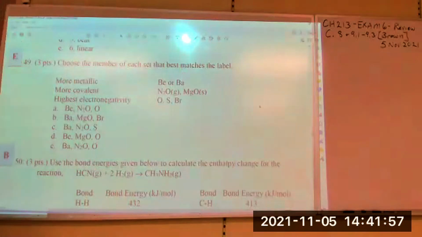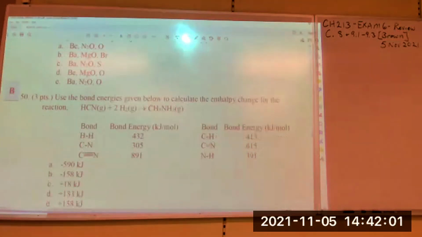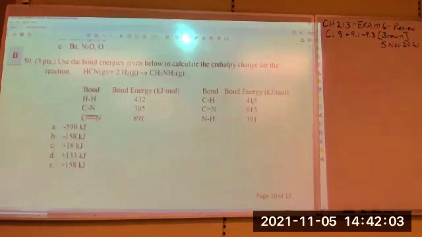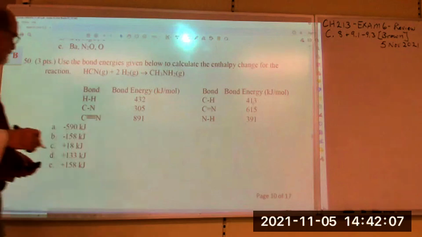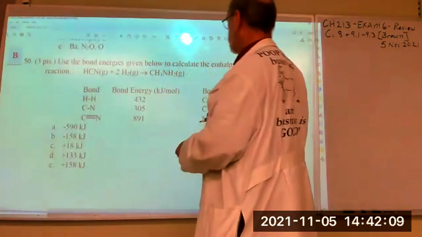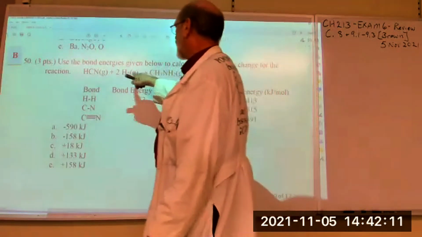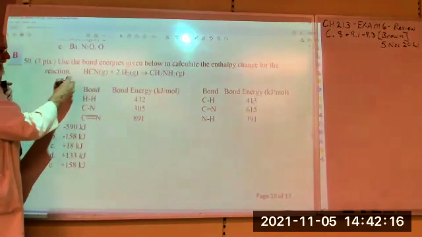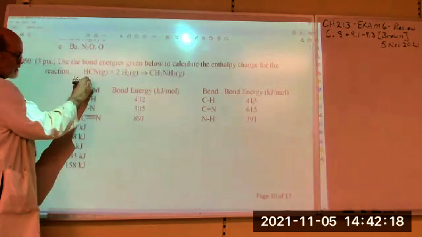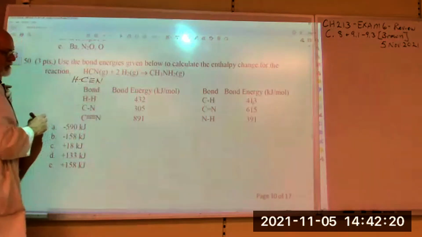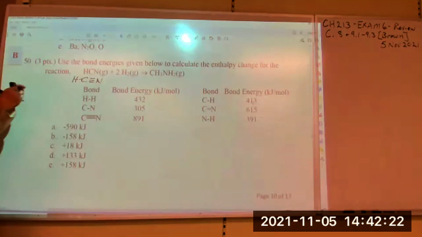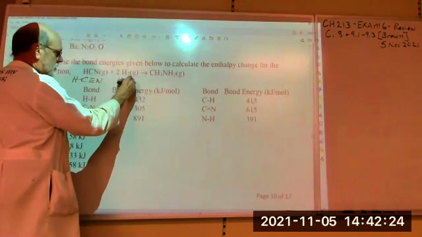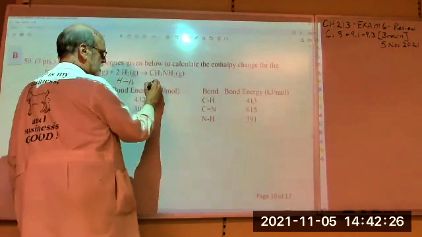Let's see. Use the bond energies given below to calculate the enthalpy change for the reaction. Okay, can do this one. What we have to know is the bonds that are being shown here. HCN. Okay. H2. CH3.